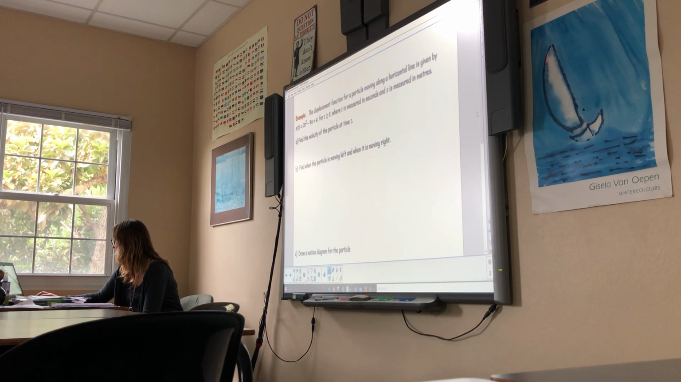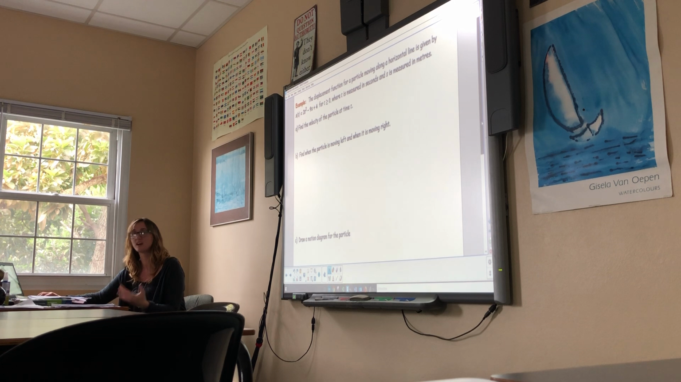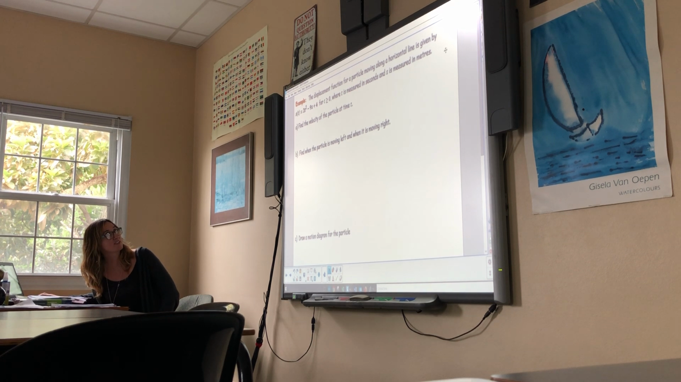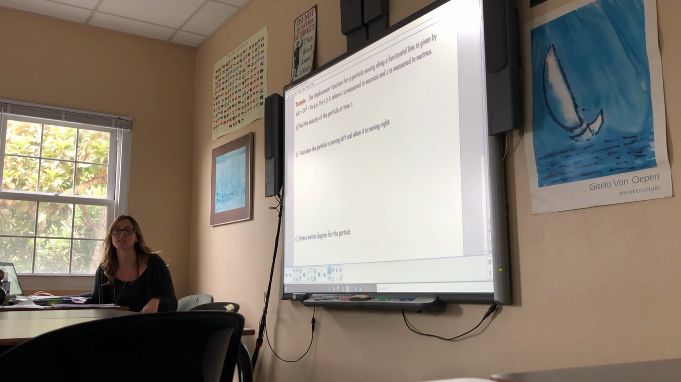Is that okay? Okay, good. So a little bit slightly more complicated. This is nice because it ties in a few topics. The good thing about word problems is it's like reviewing at the same time. The displacement function for a particle moving along a horizontal line is given by this. What kind of function is it, by the way? Quadratic. What's its y-intercept? Plus 4. So what's the initial displacement, just by looking at that?